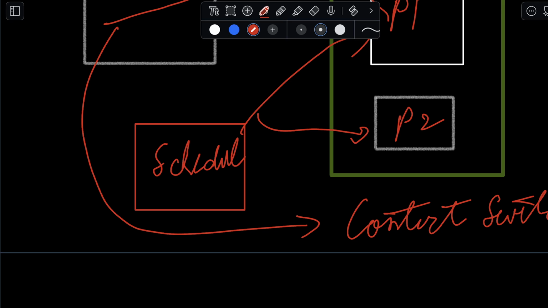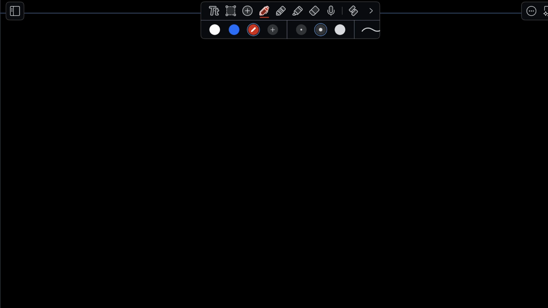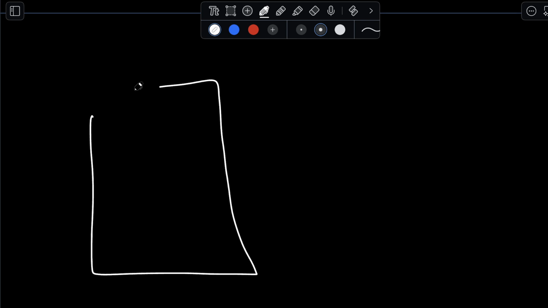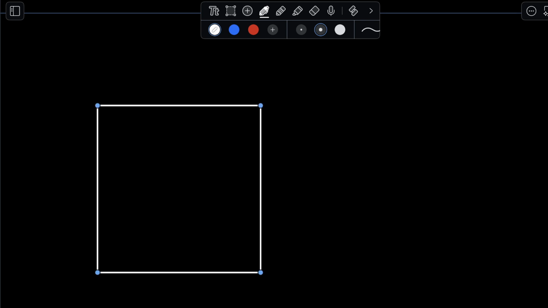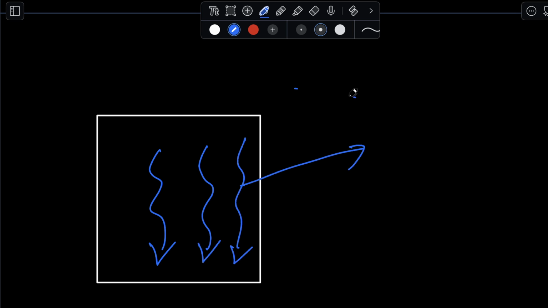Okay, so now as I was saying, each process, say if this is process 1, we can divide this process into many threads, right? Based on the language that we use, we divide this into threads. Now remember, a thread is the smallest unit of a process, right?